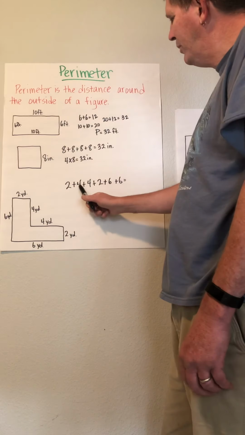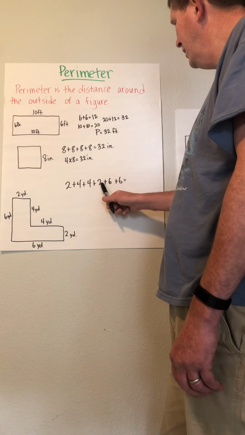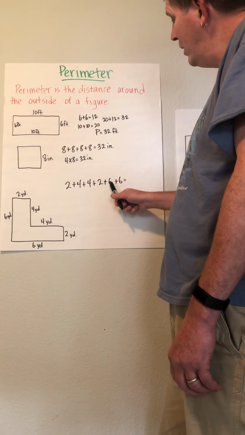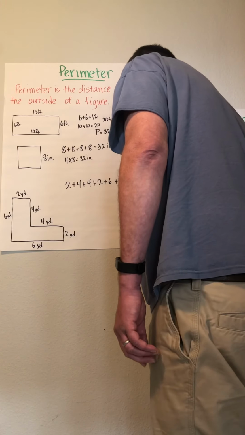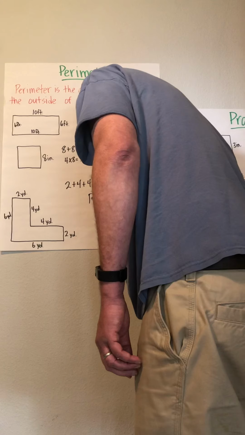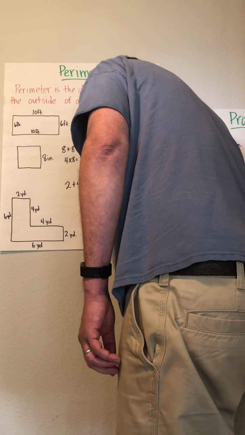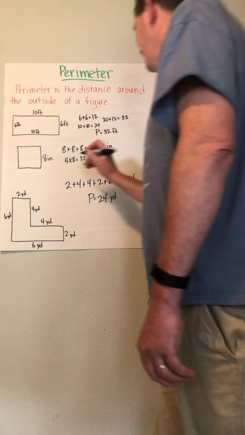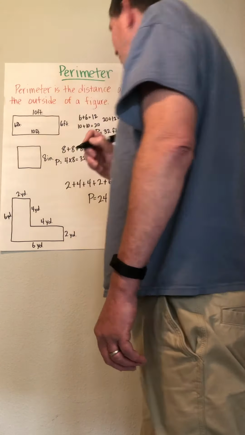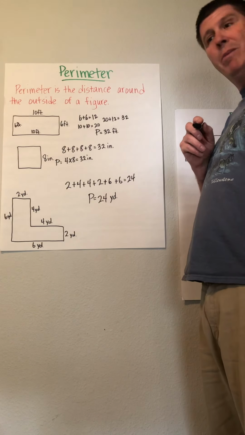So 2 plus 4, that's 6. Plus 4 is 10. Plus 2 is 12. Plus 6 is 18. Plus 6 more is 24. So the perimeter equals 24 yards, which we can abbreviate YD. And I did forget to put the P here. P, if you didn't figure it out yet, P stands for perimeter.